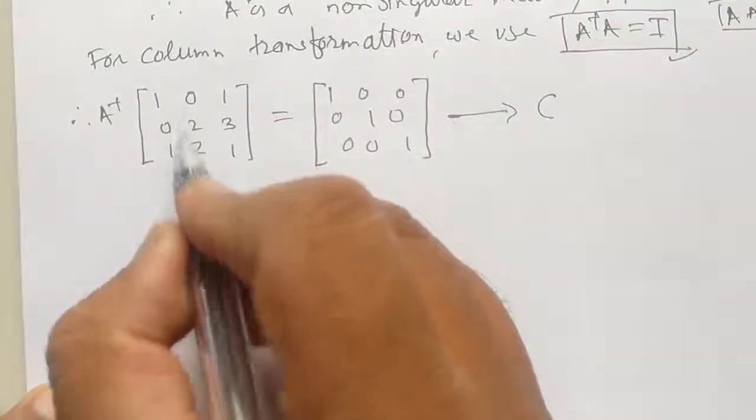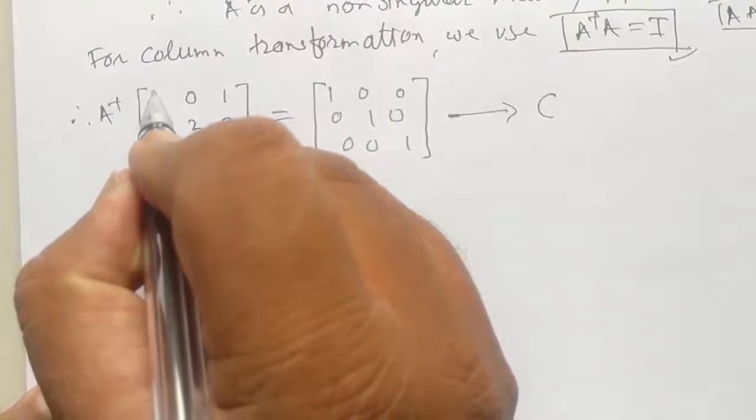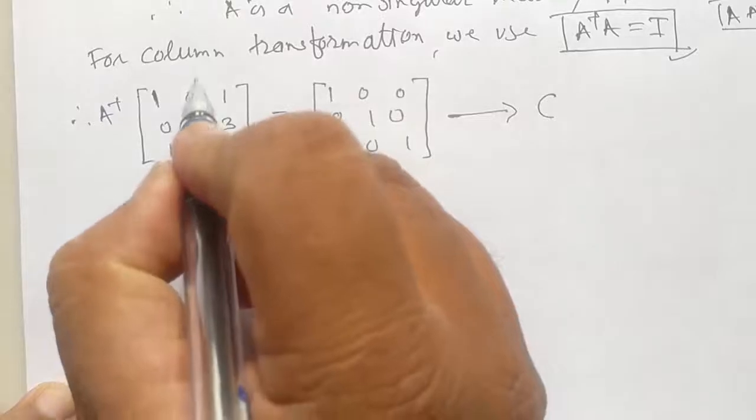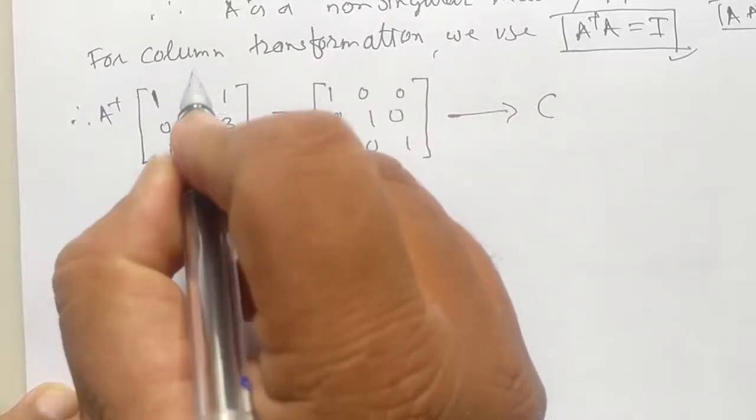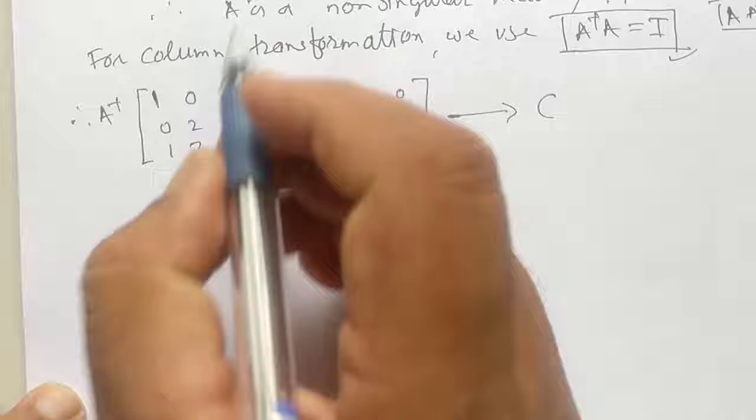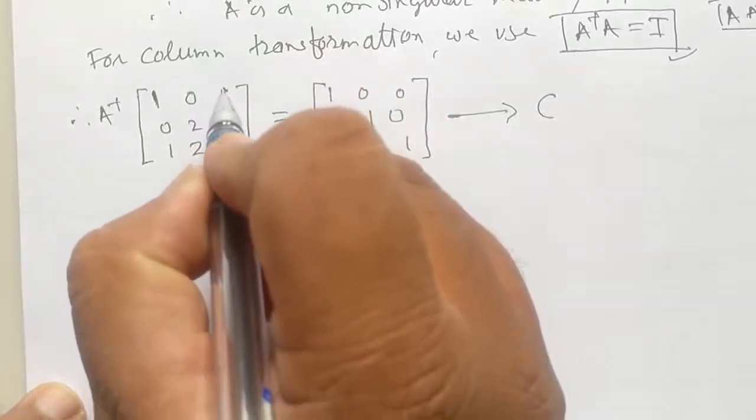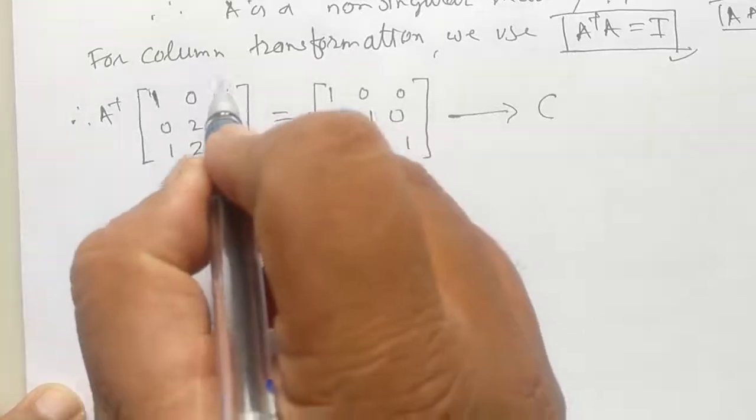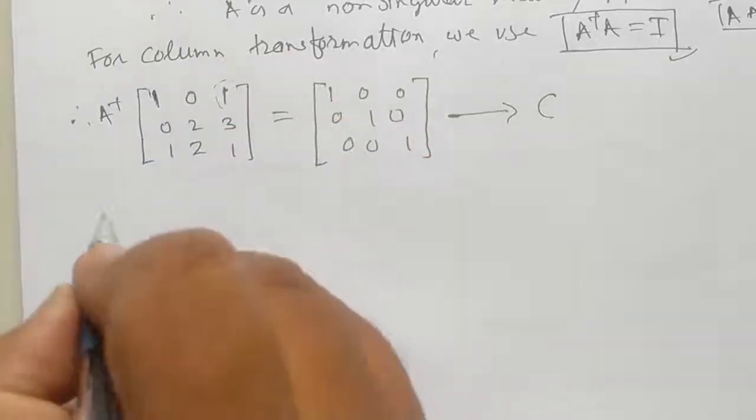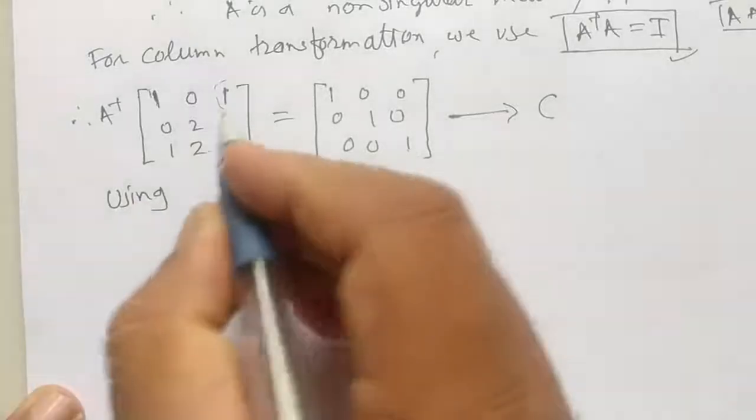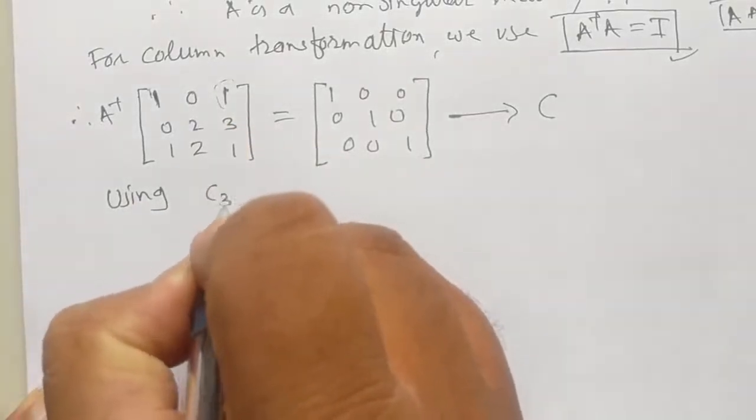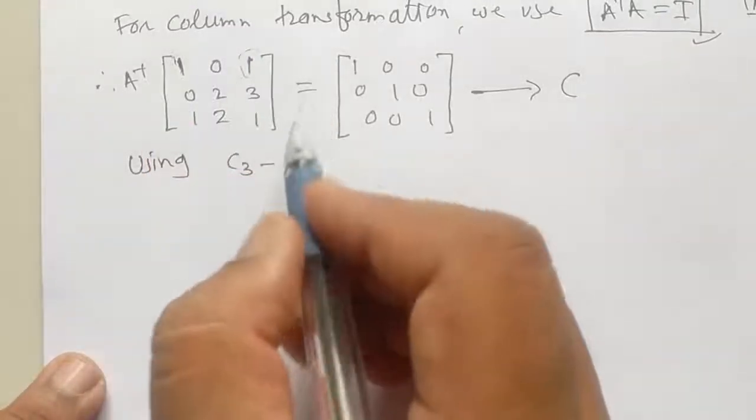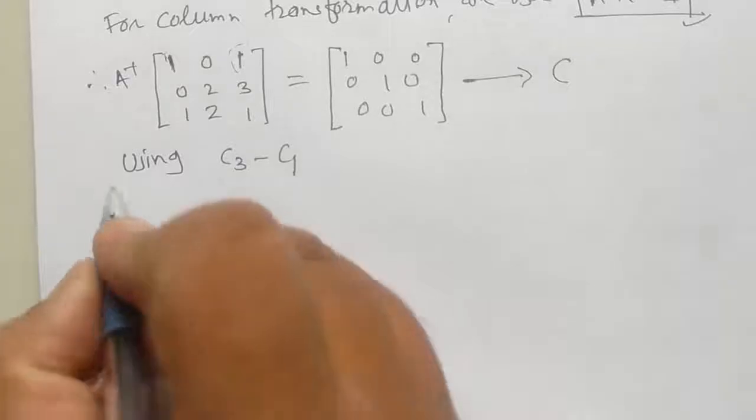So, for column transformation, the first element of the first column is 1, so no need to change anything. In the second column, the first element is 0, so no change should be made. Now the first element of the column number 3 is 1, so we subtract column number 1 from it, and we will get this element as 0. So using C3 minus C1, the elements of C1 are subtracted from C3.